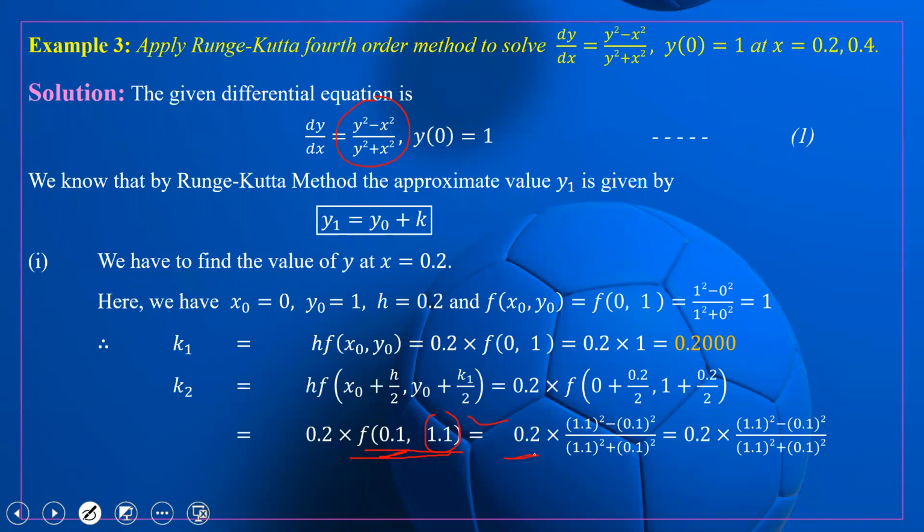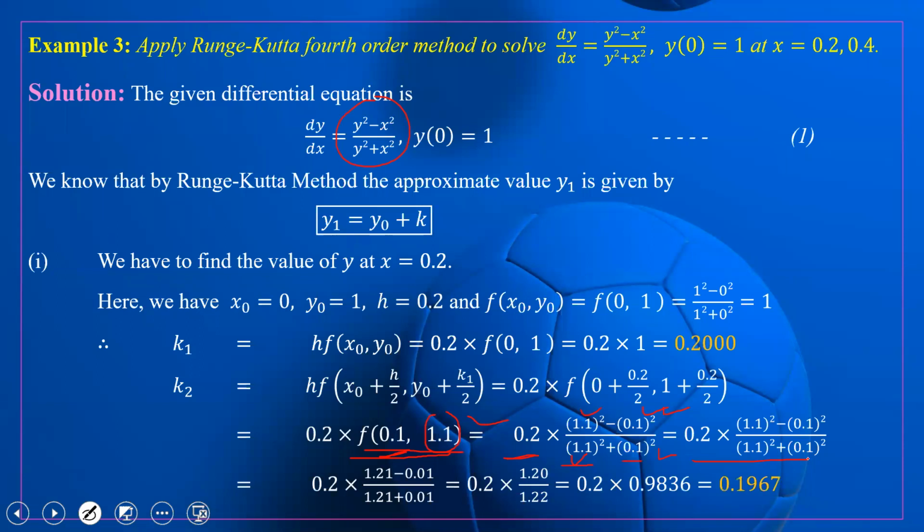So let us put here 0.2 multiplied by 1.1 whole square, that is y square, minus 0.1 whole square, divided by 1.1 whole square plus 0.1 whole square. So this is y square minus x square over y square plus x square. And if we simplify these things, let us come to the next step.